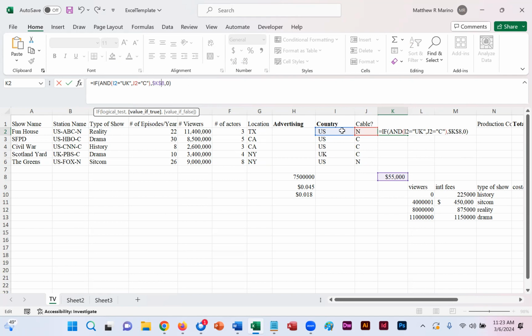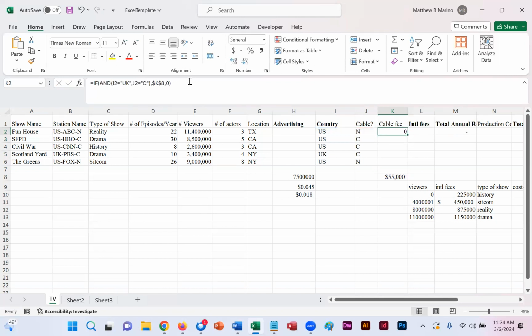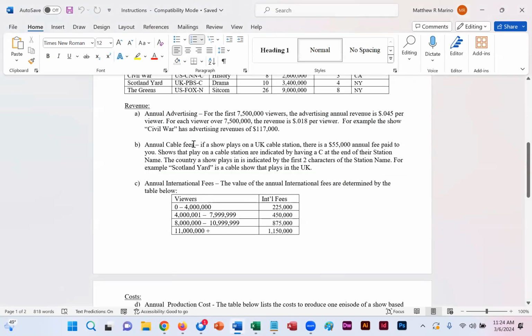So you're checking to see that both of these conditions are what we want them to be. UK and cable. So when you click out of that and autofill it down, the only one that's 55,000 is the one that's on UK cable. Because that's what our instructions said. If a show plays on a UK cable station, you get an additional 55,000 paid to you.